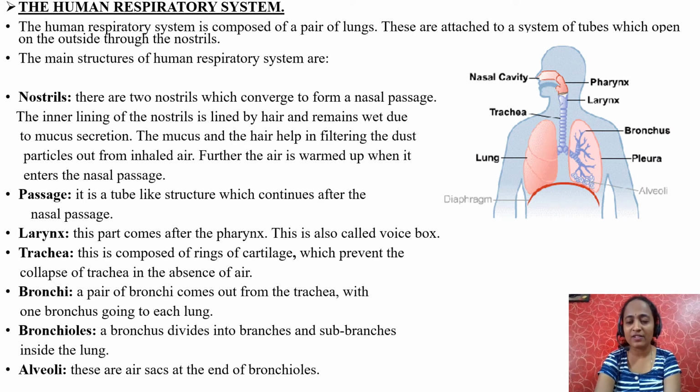What is cartilage? It is just like a soft bone, an elastic bone. You can see these cartilages at the tip of your nose and in your ears. Soft bone, which is very elastic in nature.